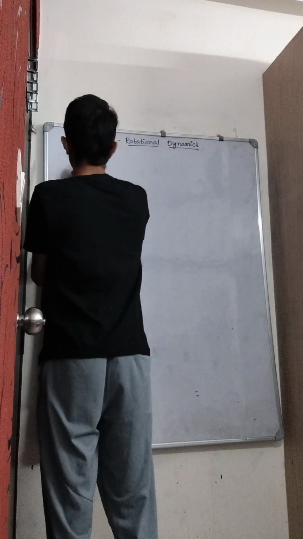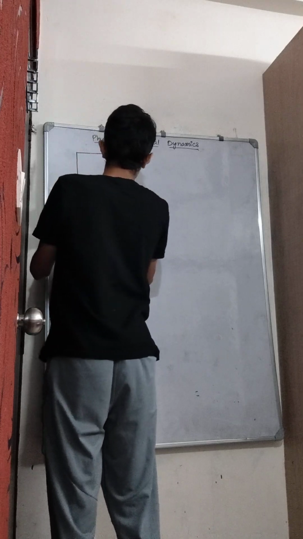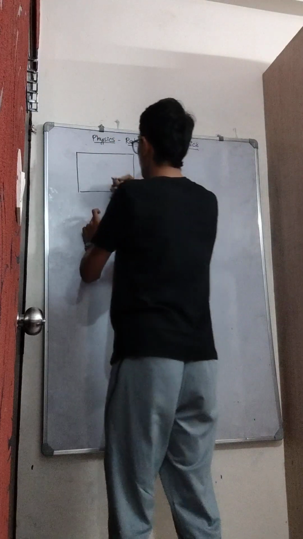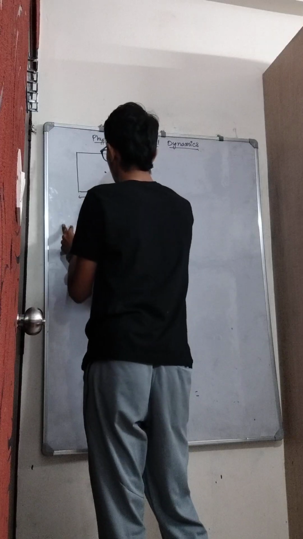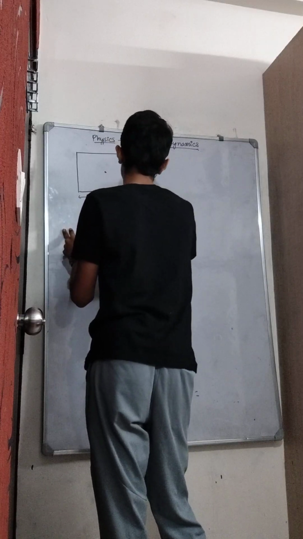Now, moment of inertia for a rectangle. Okay, for a rectangle. So this is the center of the rectangle. Am I right? Yes. So the length is L, and the breadth is B.